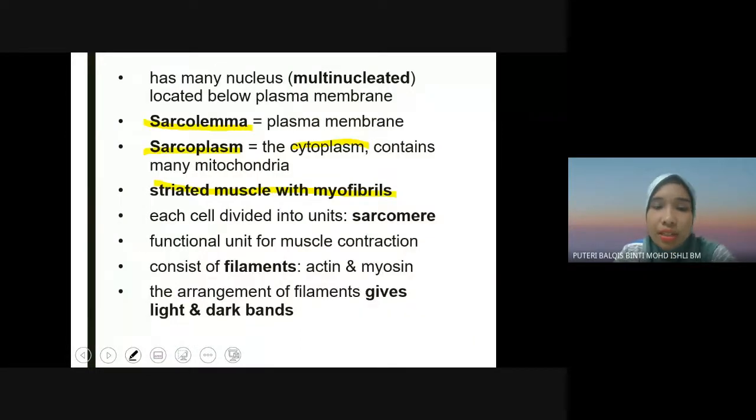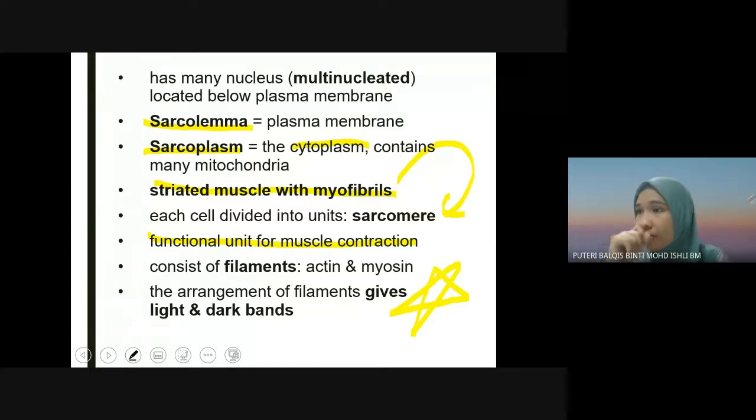Each cell divided into unit sarcomere. So setiap myofibril tu ada lagi dia punya functional unit, ada lagi struktur yang kecil. Kita panggil dia sebagai sarcomere. Sarcomere is the functional unit for muscle contraction. So bila kita contract, setiap sarcomere akan bekerja. Don't worry, you will learn this in semester 2 in detail. Second last chapter, if I'm not mistaken.